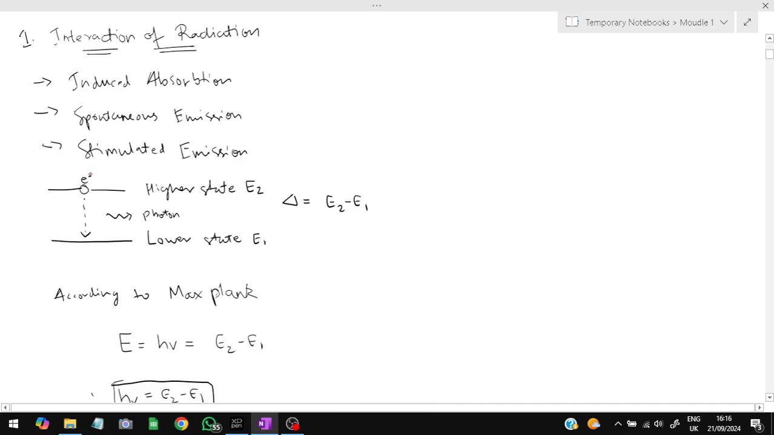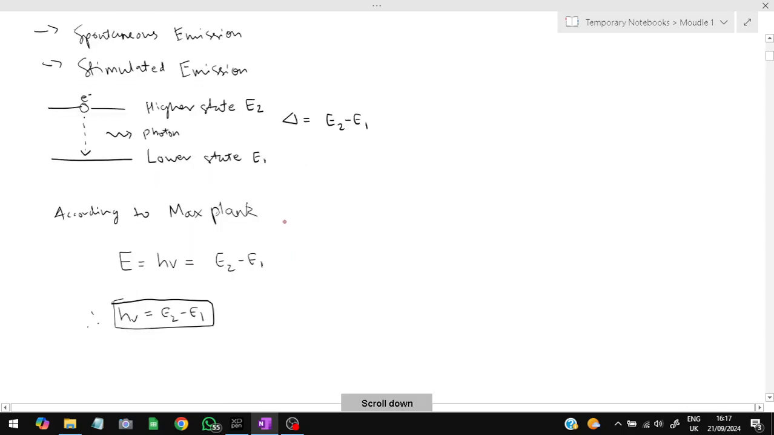Suppose there is an electron here in the higher state, and this is the lower state. When the electron comes from the higher state to the lower state, there is an energy difference. If the higher state is E2 and the lower state is E1, when the electron jumps from E2 to E1, that is the energy difference, and at that time the photon will be released. A photon is nothing but light. This is the main concept on which lasers work.